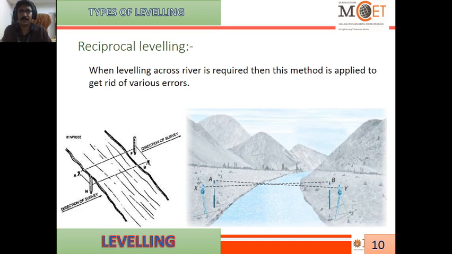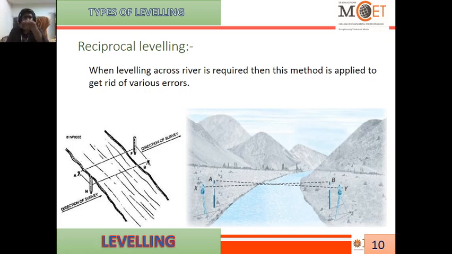Next is the reciprocal leveling. Already we gave a small intro about it. When the elevation of the 2 points is required, but each point is on either side of a river, we can't set up the instrument over or inside or on top of the river. So the distance may be high, and error may occur.